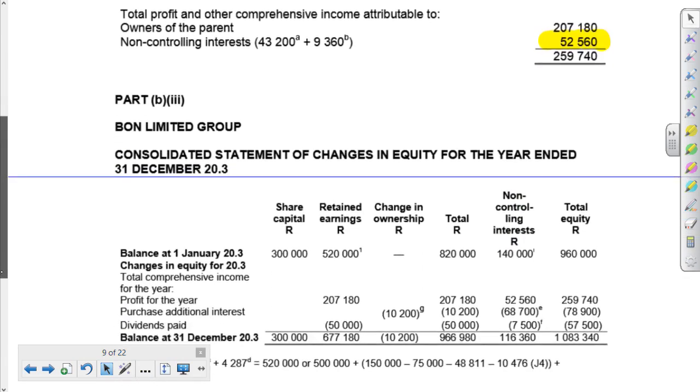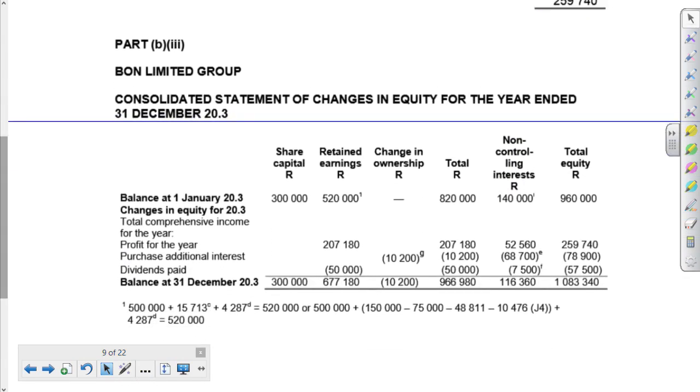Okay, here's the statement of changes in equity with the new column that we haven't seen before, that we're seeing for the first time. Change in ownership. So there'll be a column called change in ownership relating to the purchase of the additional interest. It will either be a debit if you then paid more than what you got, or it will be a credit if you paid less than what you got. If you pay more than what you got, it's considered to be a loss. If you paid less, it's considered to be a gain. But you don't need to say gain or loss. You just say purchase additional interest, change in ownership. It lands up as being another column in your statement of changes in equity.